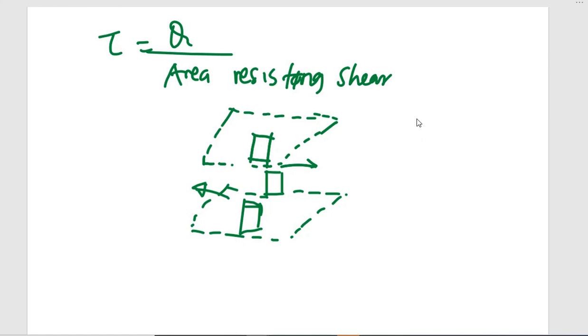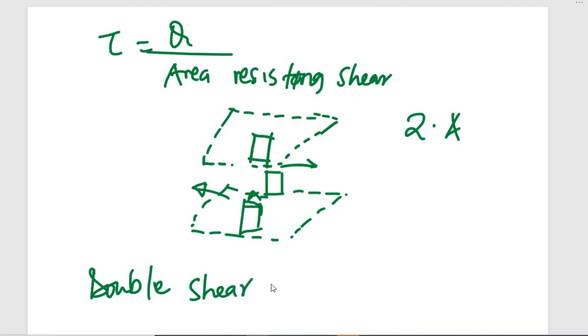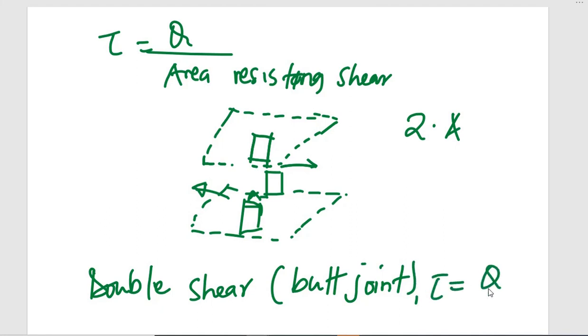So it means that if this is A, the total area resisting shear is going to be twice A. Therefore, for double shear, which happens in a butt joint, tau will be equal to the total shearing load Q divided by twice the area.